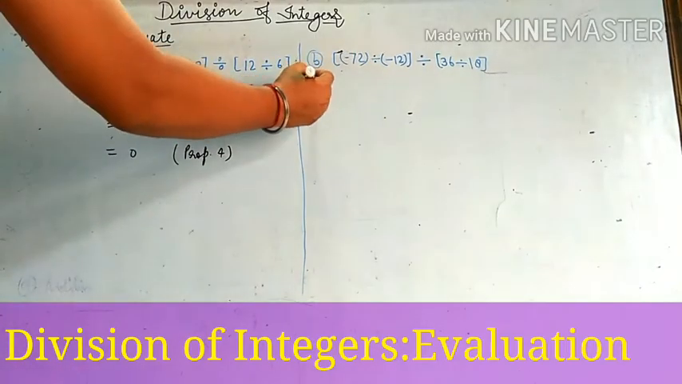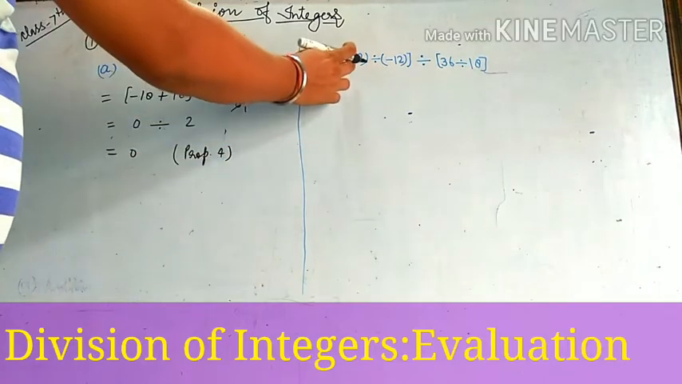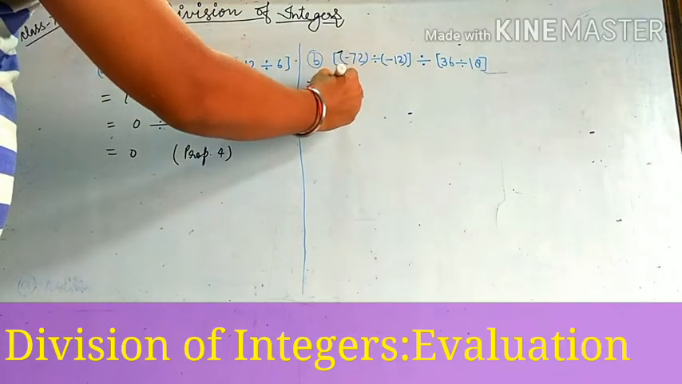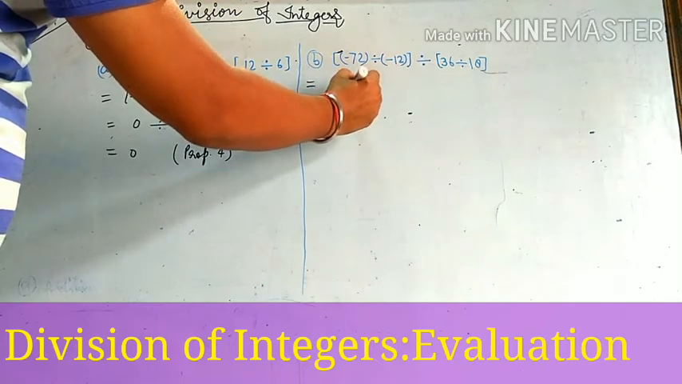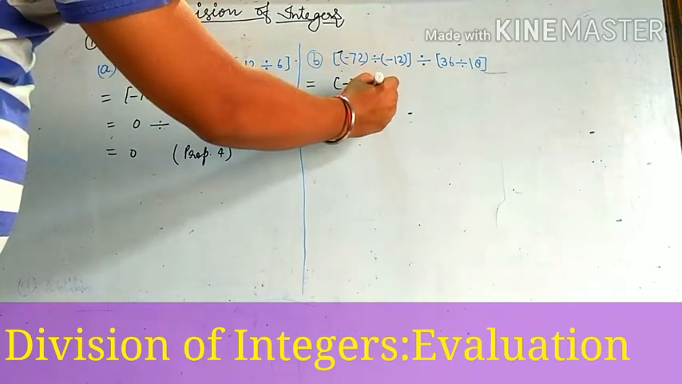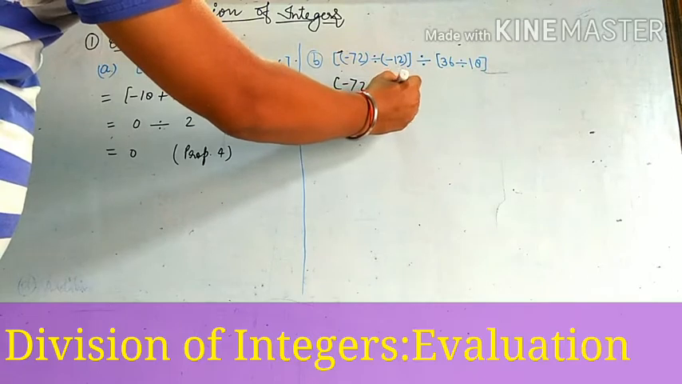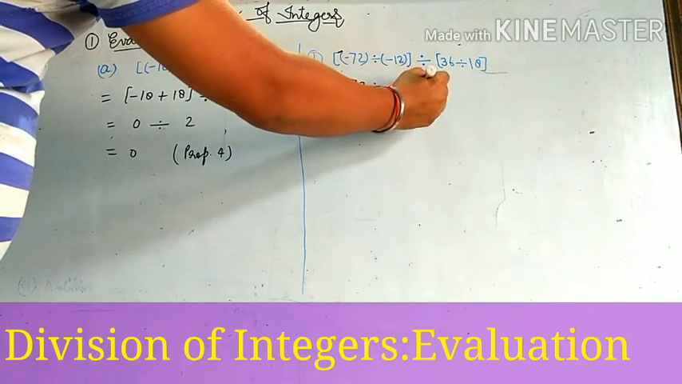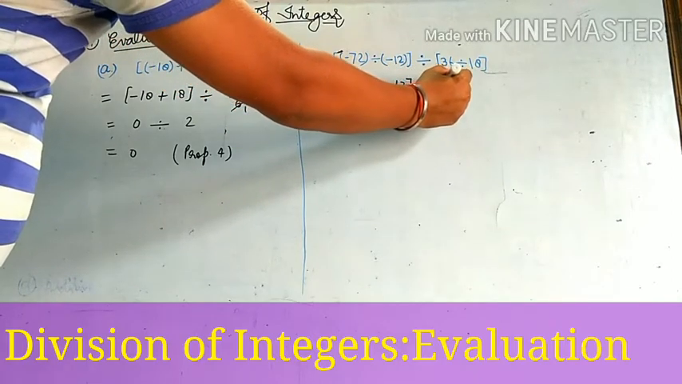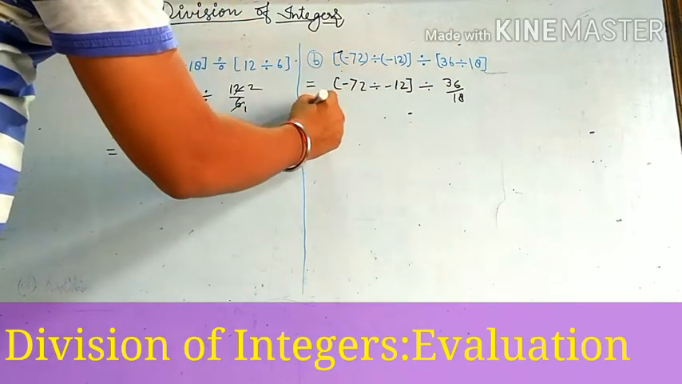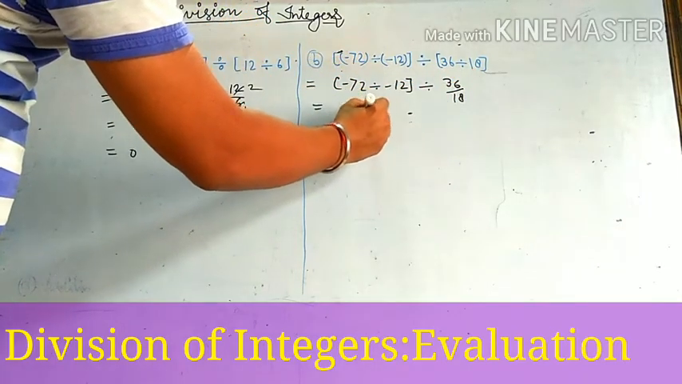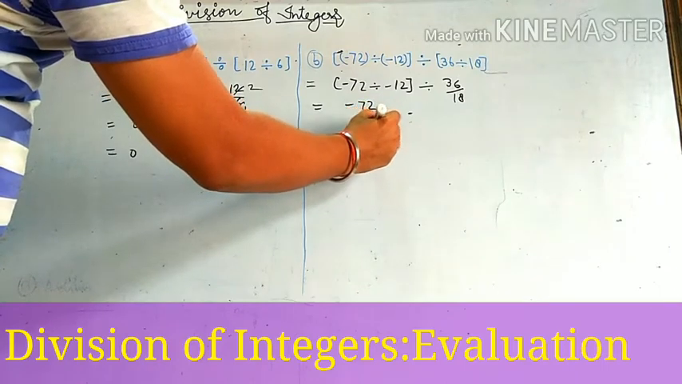Okay. And next, move to the next question. Say minus 72 divided by minus 12. We will remove the bracket. Minus 72 and then minus 12. And this side 36 divided by 18. And here minus 72 divided by minus 12.